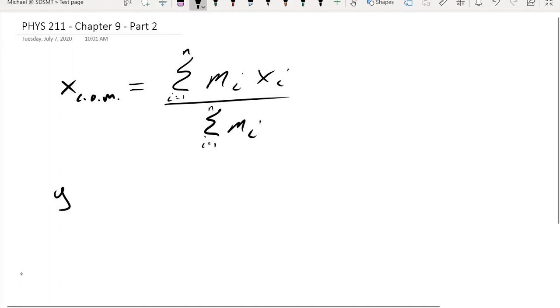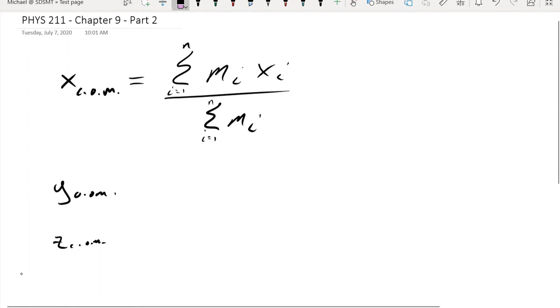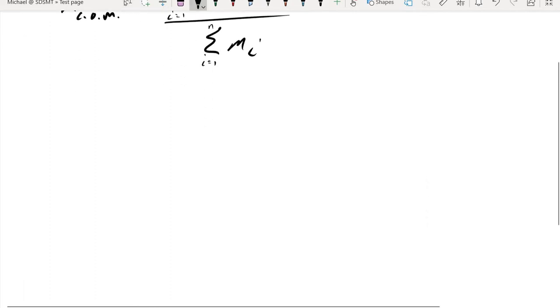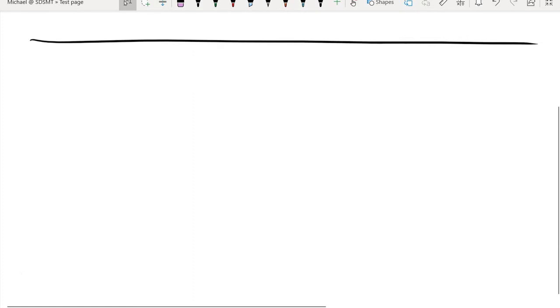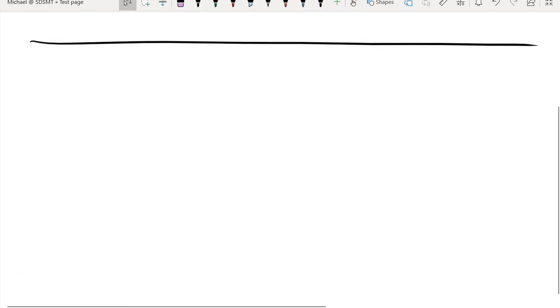And we could reproduce this expression for the y-axis, the z-axis. We could also plug in some time dependencies, turn these into displacements, velocities, accelerations, etc. So that was everything that we had in that last video. But now we want to take this a step further and see if there's a way that we can find the center of mass for solid objects.